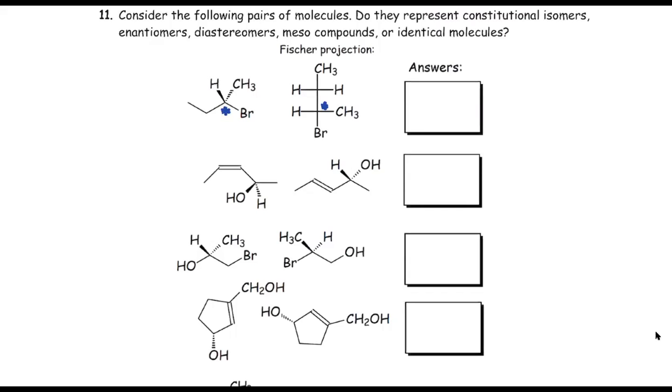This is going to be S. And then for this one, you're going to have 1, 2, 3. This one's also going to be S. Remember that in both cases, I actually had to flip the absolute configuration because my lowest priority was pointing forward. So that's just something to take note of. So I have S versus S. They're the same compound. Same constitutional isomer, same absolute configuration. That means they're going to be identical.